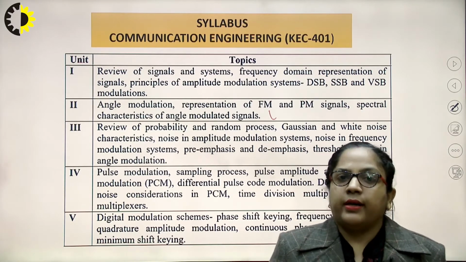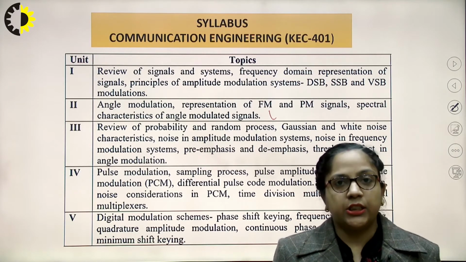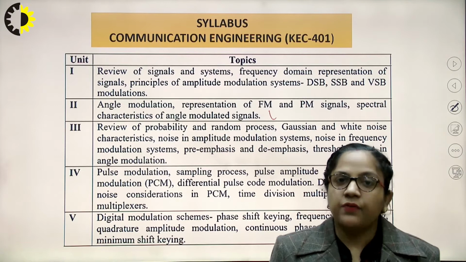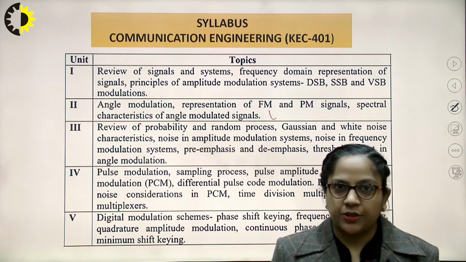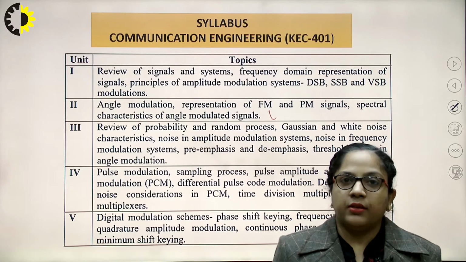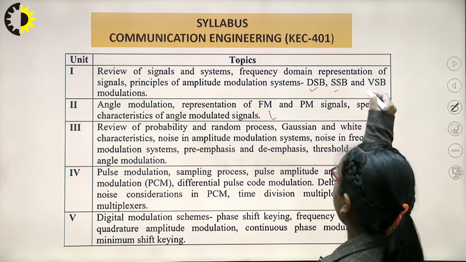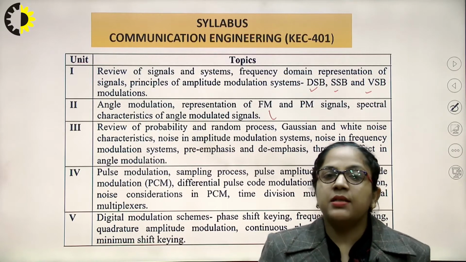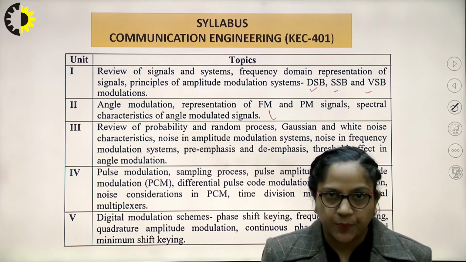We can also categorize modulation in various categories, that is amplitude modulation, frequency modulation and phase modulation. In the very first unit, we will discuss in detail the very first type of modulation, that is amplitude modulation. Under amplitude modulation, we have subcategories like DSB, SSB and VSB. DSB is double side band modulation, single side band modulation is SSB and VSB is vestigial side band modulation.